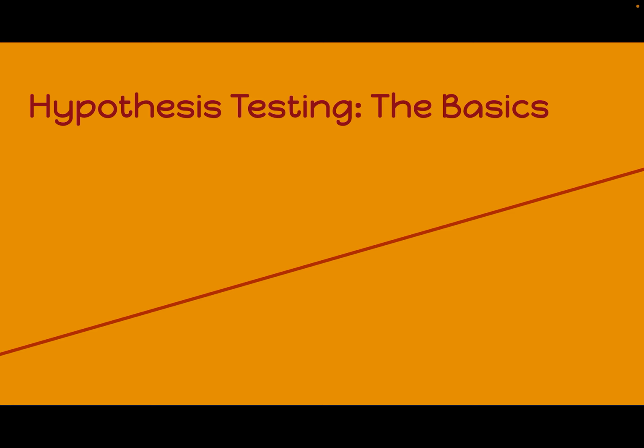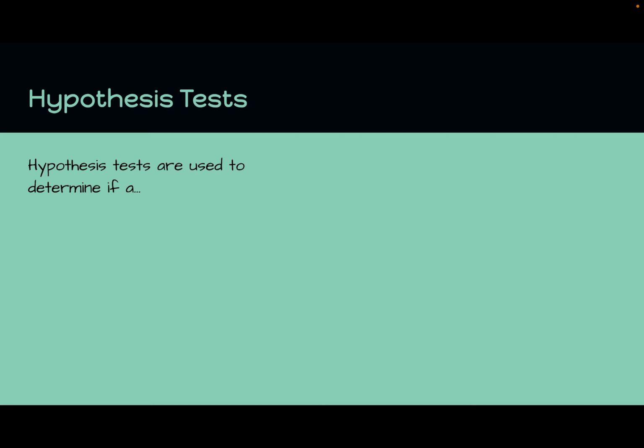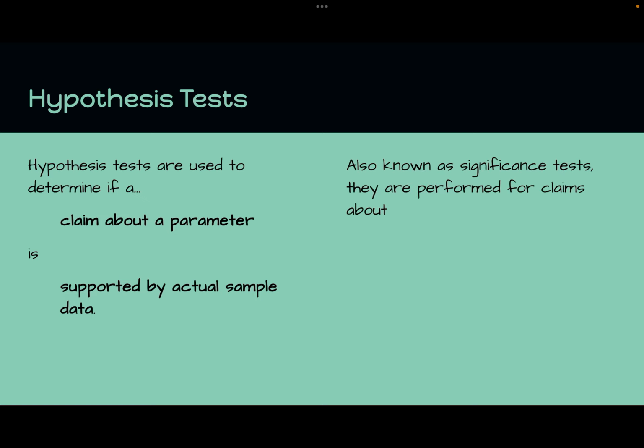A reminder that we're still in our unit on inference. So we're taking data from a sample and making statements about a population with it. For hypothesis tests, we use them to determine if a claim about a population parameter, such as a population mean or a population percentage, is supported by actual sample data pulled from that population.